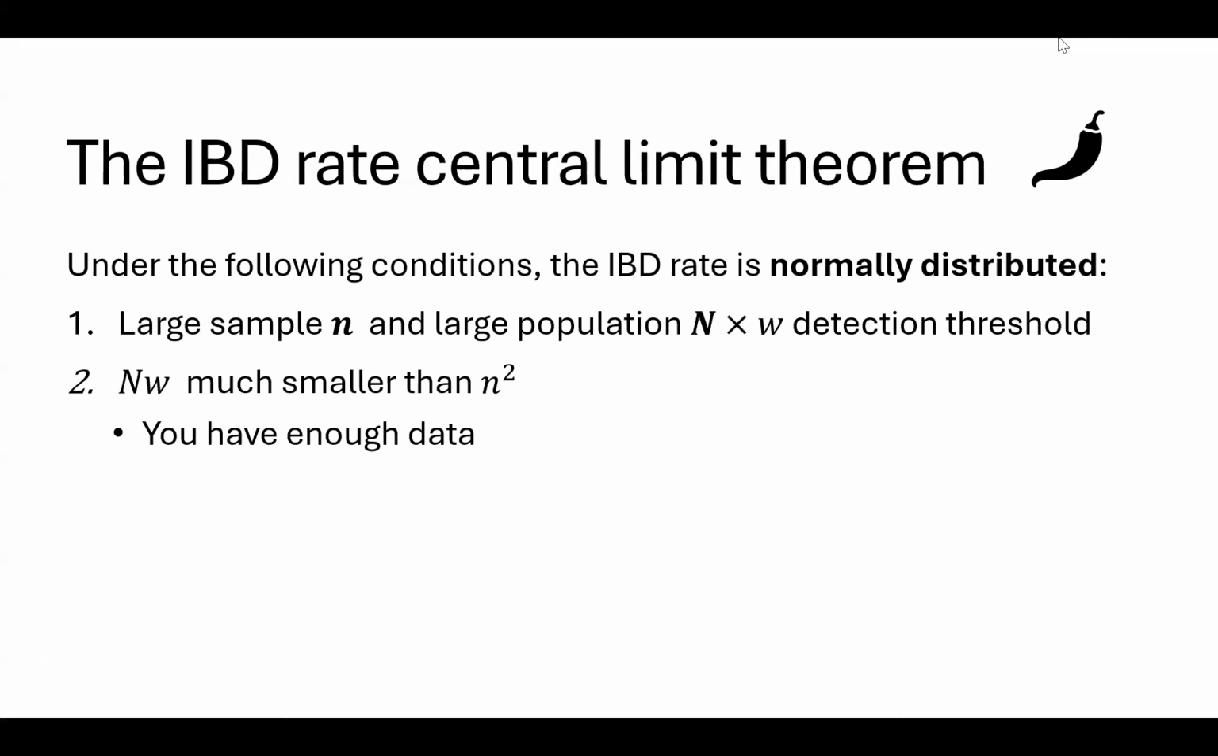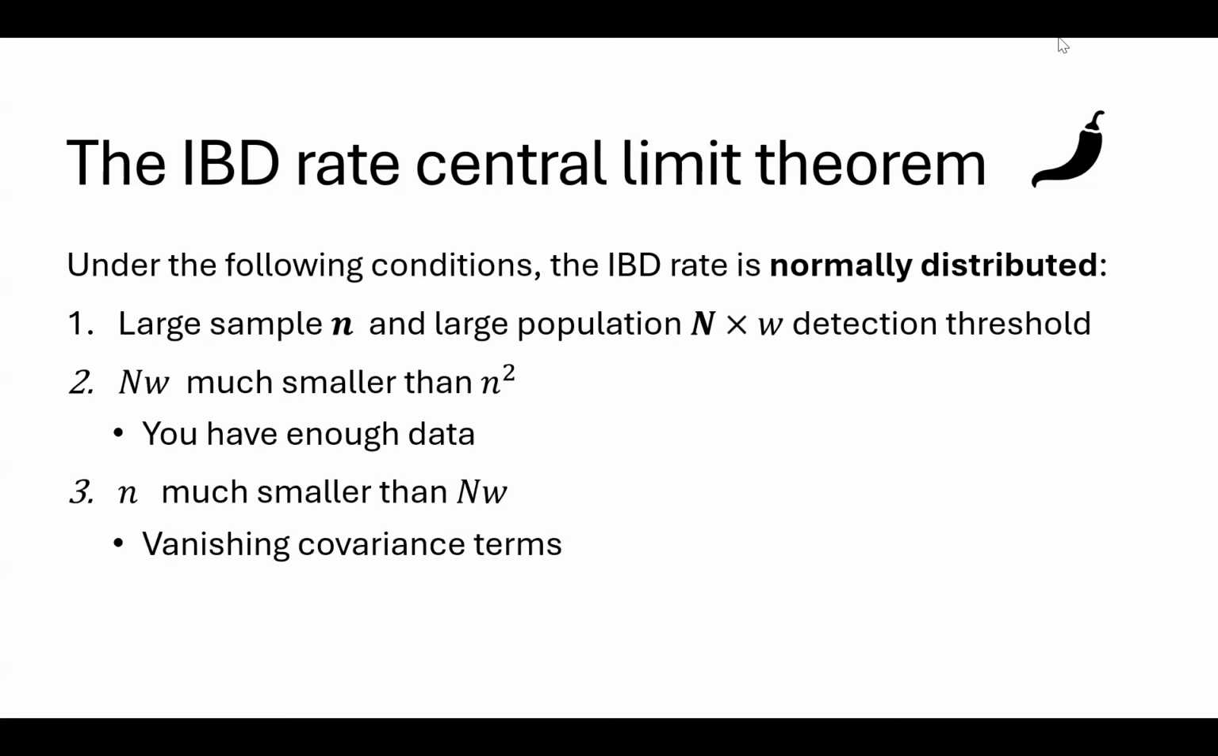The probability of an IBD segment is of the order NW to the -1, and we have n squared, roughly, IBD segments to consider. So this condition is really just saying we have enough data that we actually observe some long IBD segments. The next is that the sample size needs to be much smaller than the scaled population size. This is what controls vanishing covariance terms, so that we don't have inflated upper tails.